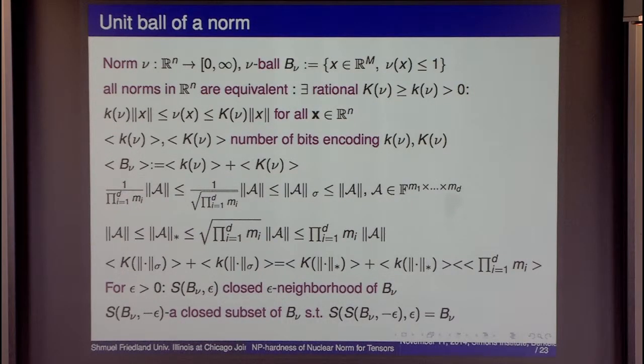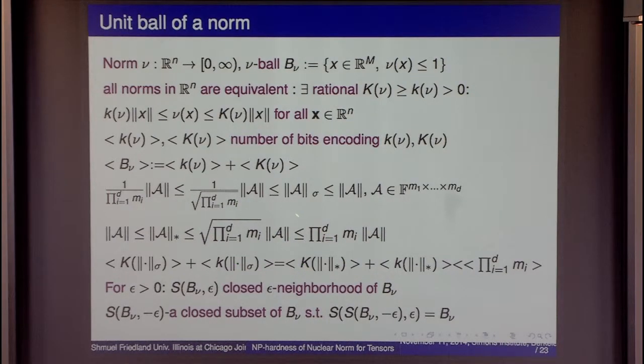In R^n, all the norms are equivalent, so you can put in this constant. You see k_ν and K_ν. Every norm is between k_ν|x| and K_ν|x|, and you can assume those are rational numbers. The complexity of B_ν from this point is the number of digits we need to encode these two constants, k_ν and K_ν. Now I'm going to go a little bit faster.